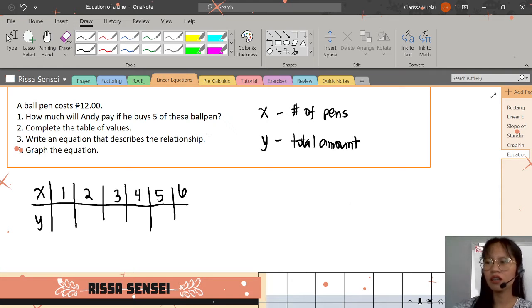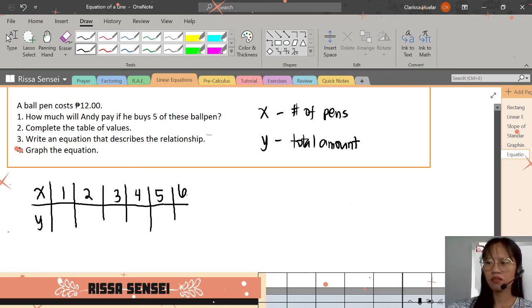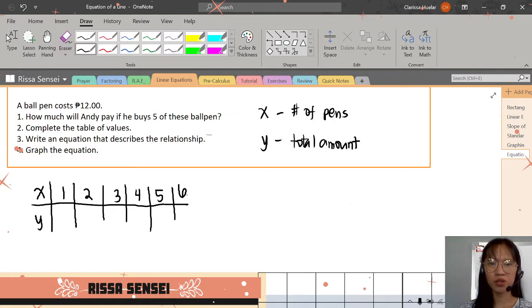Kapag nagbilang ka ba ng, halimbawa ito, marker, pag nagbilang ka ba 1, 2, 3.5, 4.5, ganun ba? Hindi, di ba? So, counting numbers lang. Kaya hindi tayo maglalagay ng decimal, ng fraction, ng may square root as value of x. Kasi bilang ng ballpen ang pinag-uusapan. Then, how about the total amount or yung values ng y?